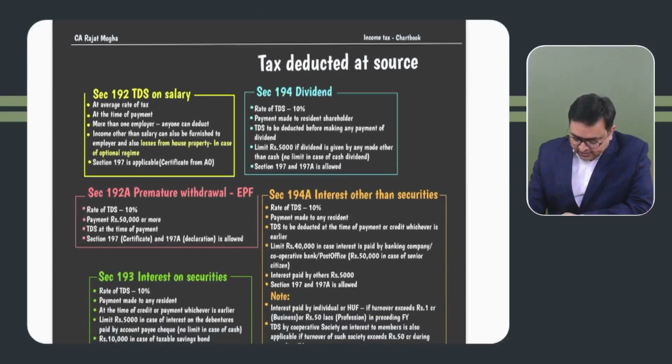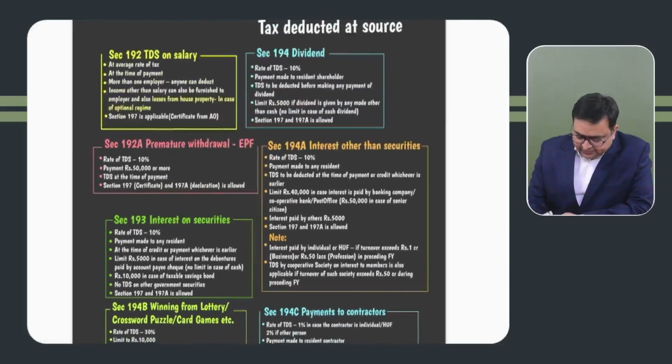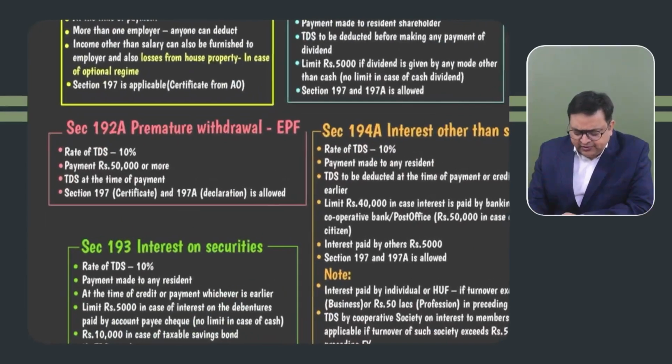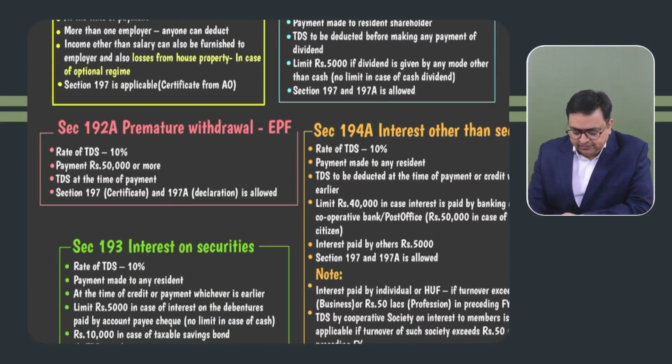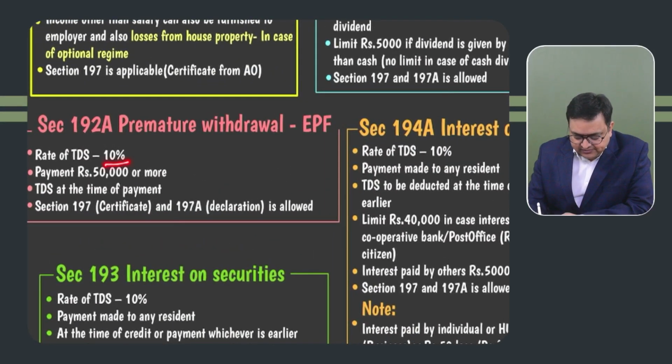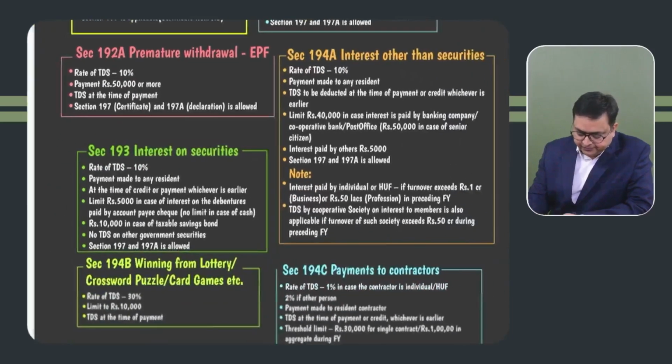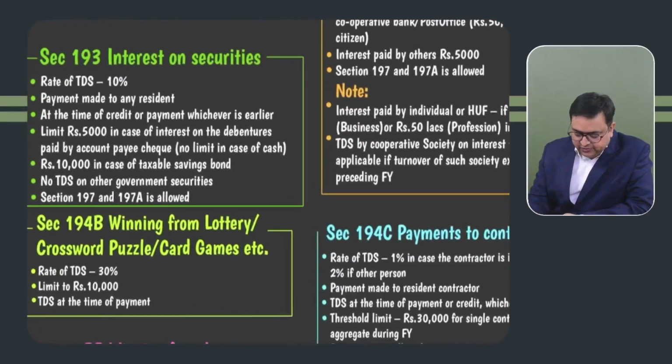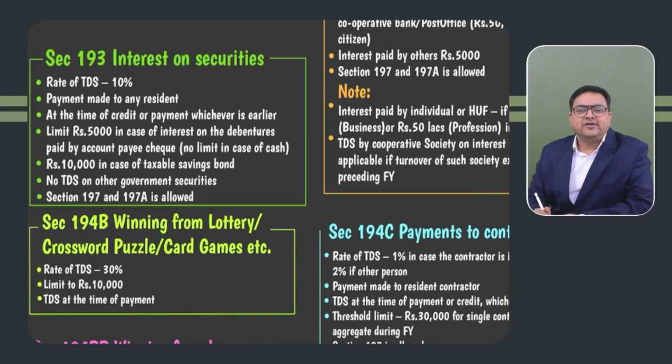Got it? Next important section, both the sections are not so important. 192 is still examiner can ask you, but please remember the rate of TDS is 10%. Payment amount should be 50,000 rupees or more. Section 193, quite an important section. Section 193 is interest on securities. Examiner keeps on asking about these sections 193, 194, and 194A. All three are a little bit important.